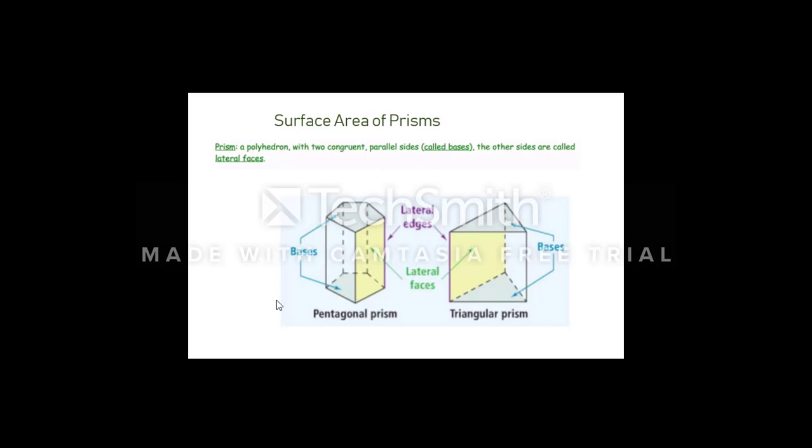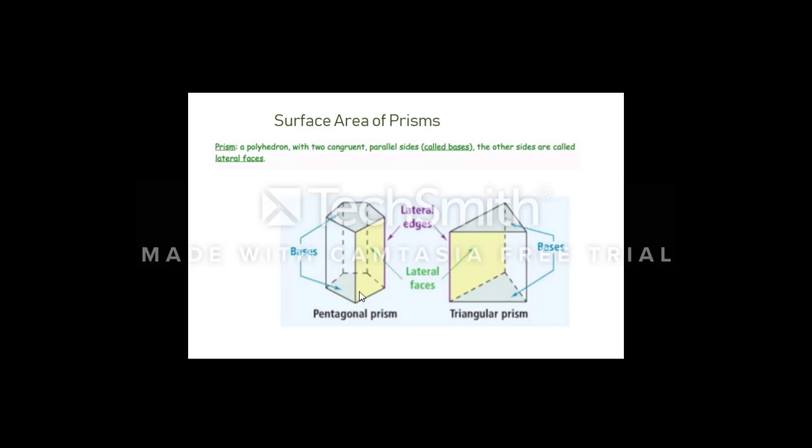So when we look at this first shape here on the left, it has bases that have 1, 2, 3, 4, 5 sides. And we know that a shape with 5 sides is called a pentagon. So that's actually why this is called a pentagonal prism. And these are the bases because they are the exact same shape and they are parallel to one another.